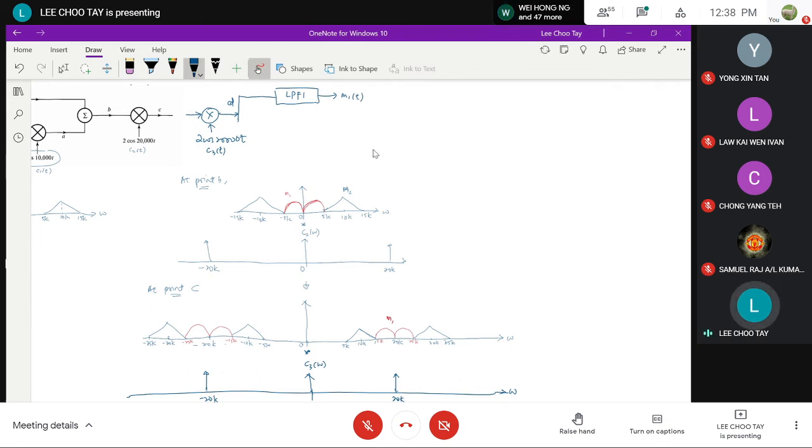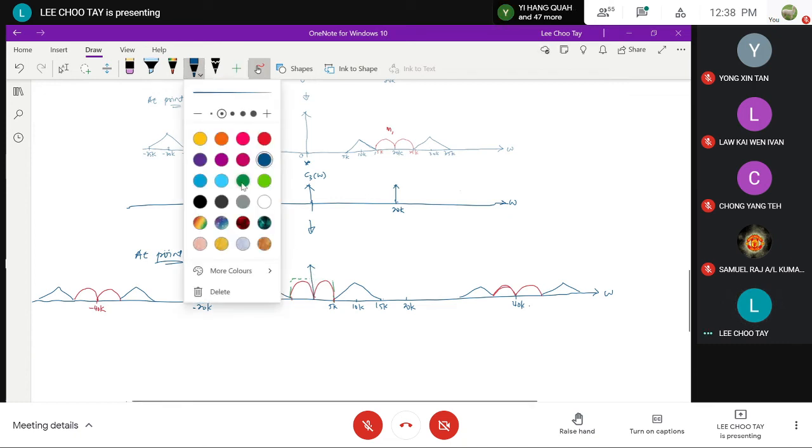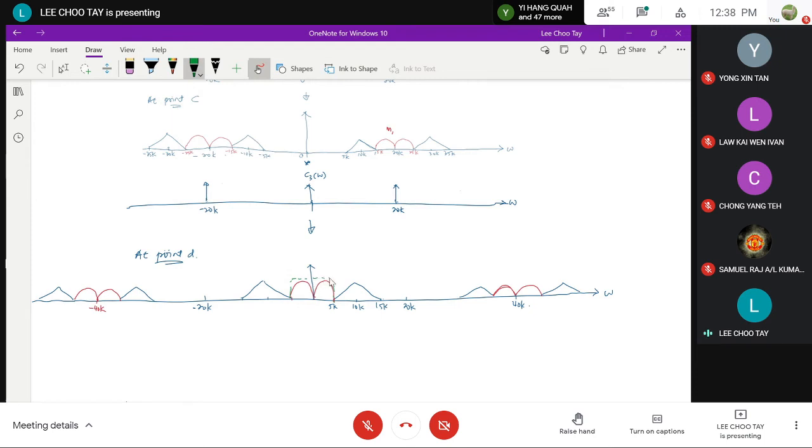So what should my low pass filter be? Because I need to specify the pass band, isn't it? So in this case, what kind of filter do I use here? Low pass filter, isn't it? So what is the pass band of this low pass filter? 5K, isn't it? Because I want to recover my signal here, which is 5K. My baseband is 5K.